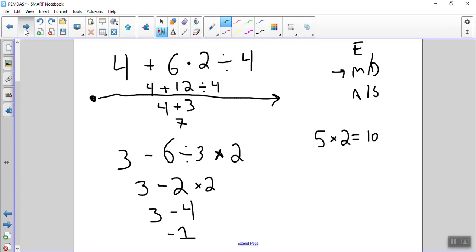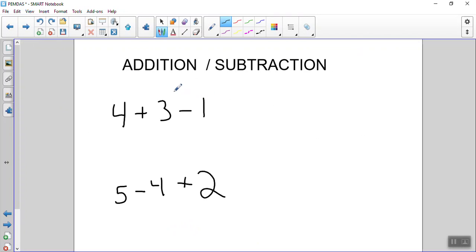So the addition and subtraction is the same way. You just go from left to right. There's a plus and a minus, but I need to go from this way to this way. So I have to do 4 plus 3 first, and then I do 7 minus 1. So left to right, 5 minus 4 first, and then the plus. 1 plus 2 is 3. So addition and subtraction is the last thing we do.